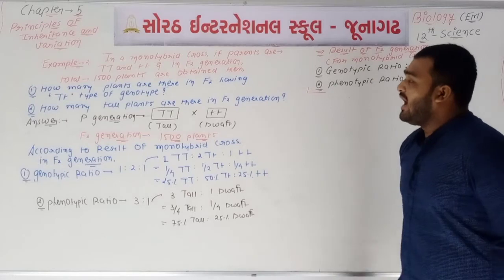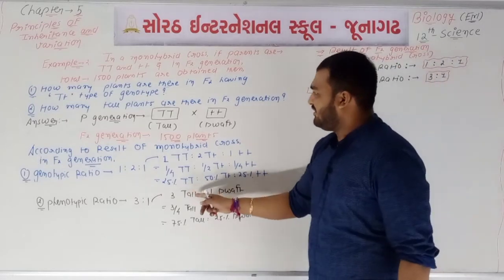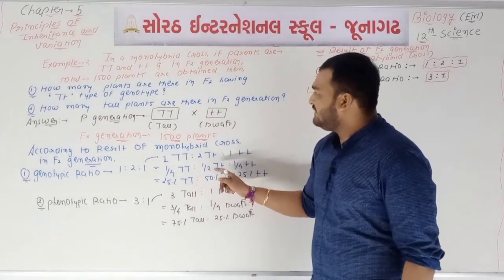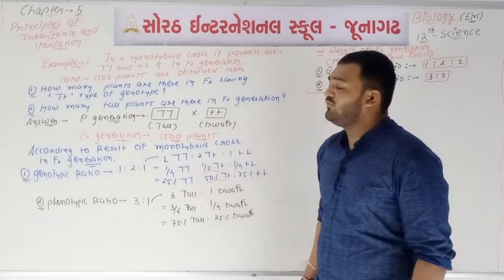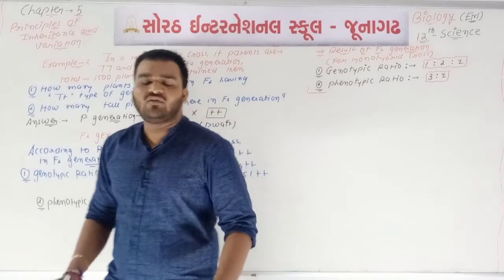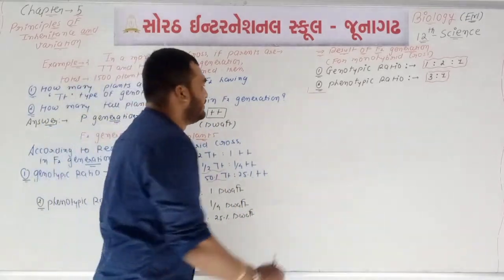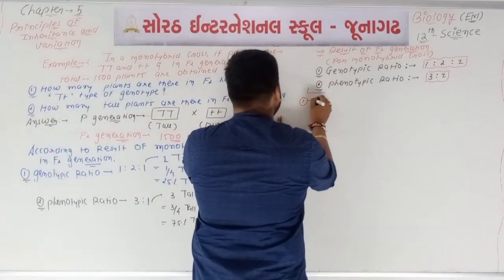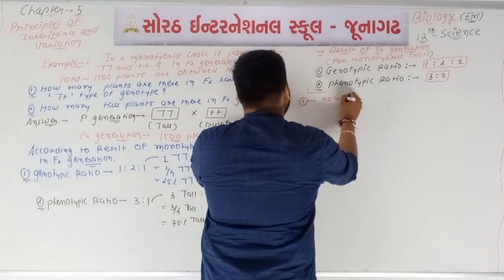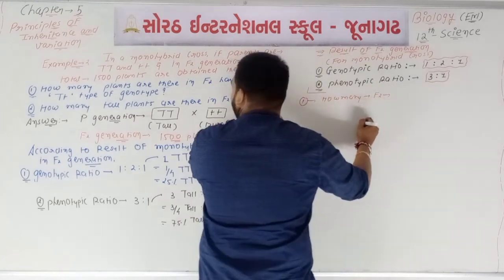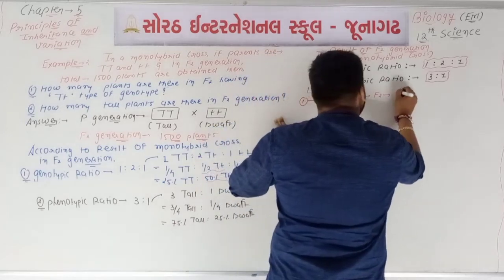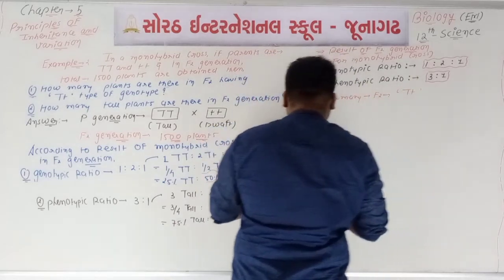The first question: how many plants are there in the F2 generation having the capital T small t type of genotype? We know that 50% means 1 by 2. So the first question is: how many plants are there in F2 generation having capital T small t type of genotype?